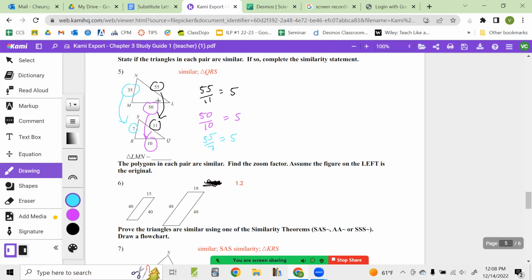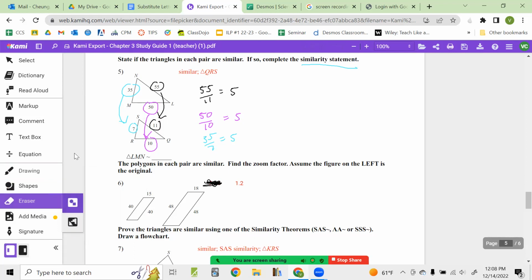Okay, so next it says complete the similarity statement, right? So that's this bottom part. So triangle, I'll use green. So L, actually, let me erase this stuff so it's not so messy.